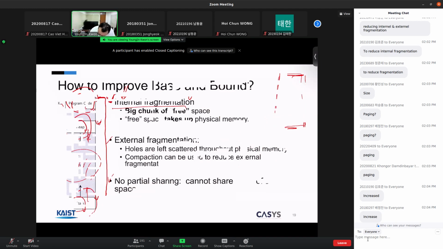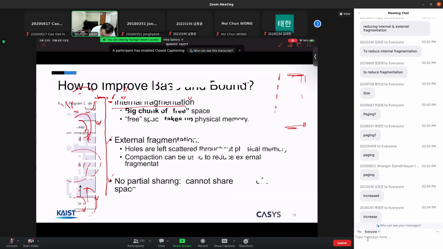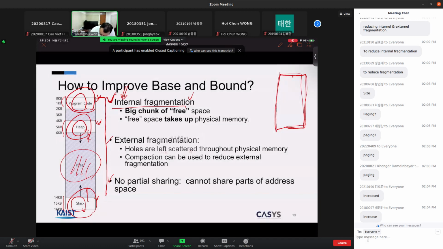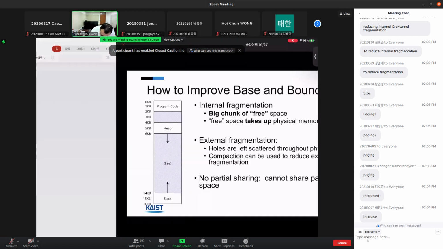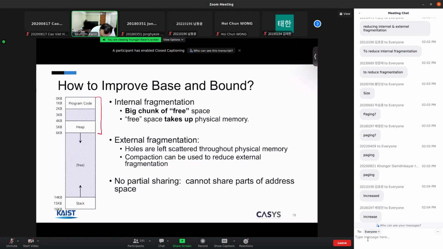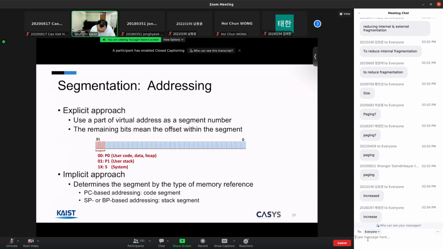So let me see. This is one segment, and when the heap grows, the segment gets increased. So one segment is assigned for code, data, and heap, and the stack keeps increasing, so one segment per stack. That is one example in the figure. So 0, 0 indicates user code, data, heap.